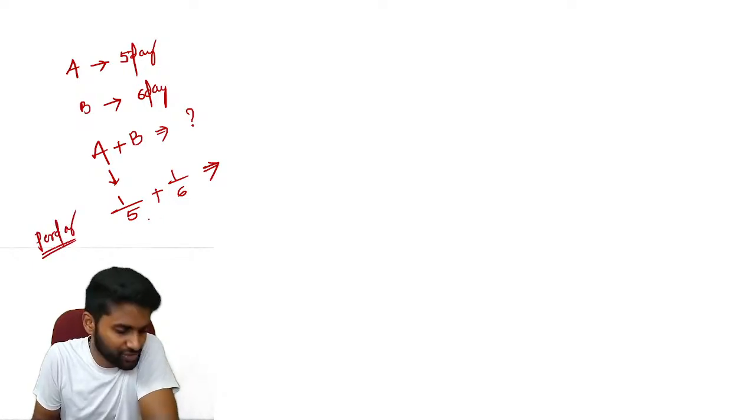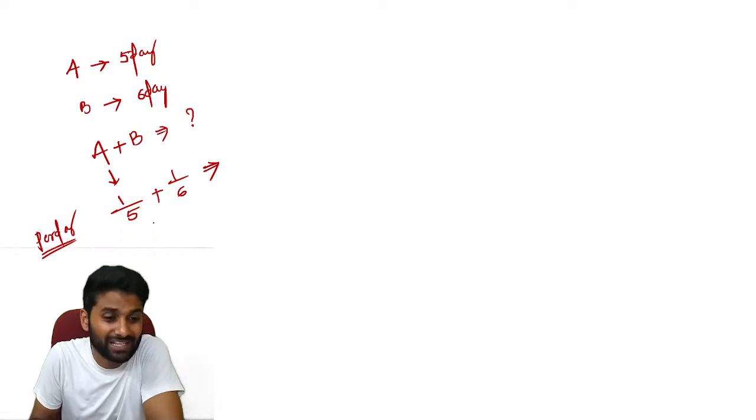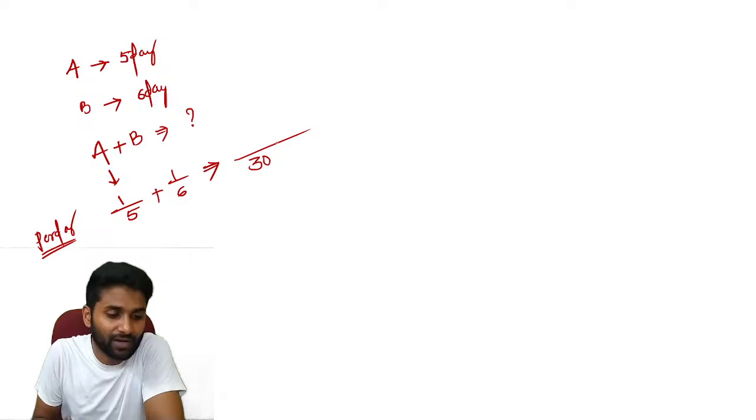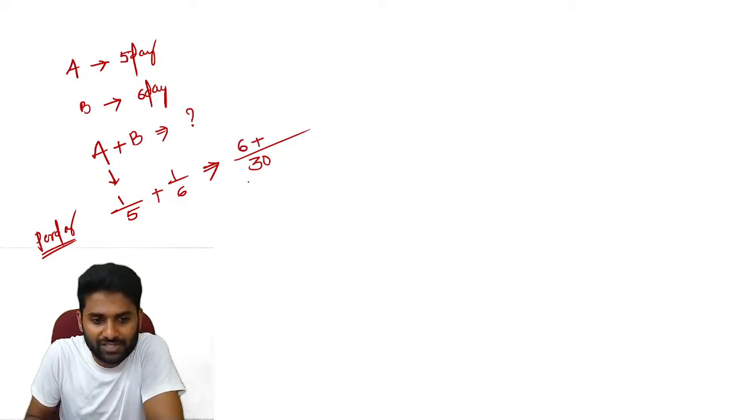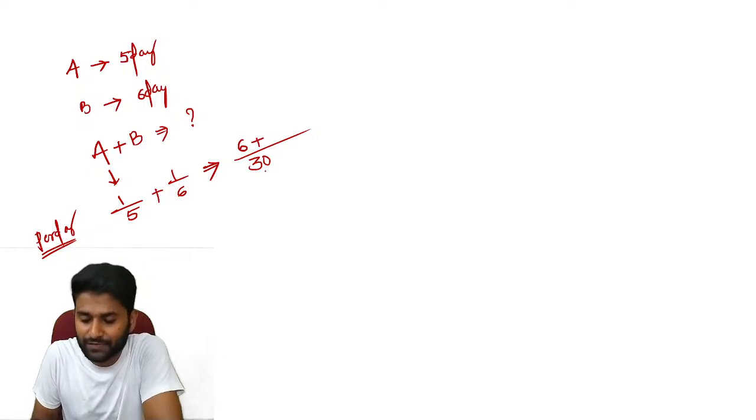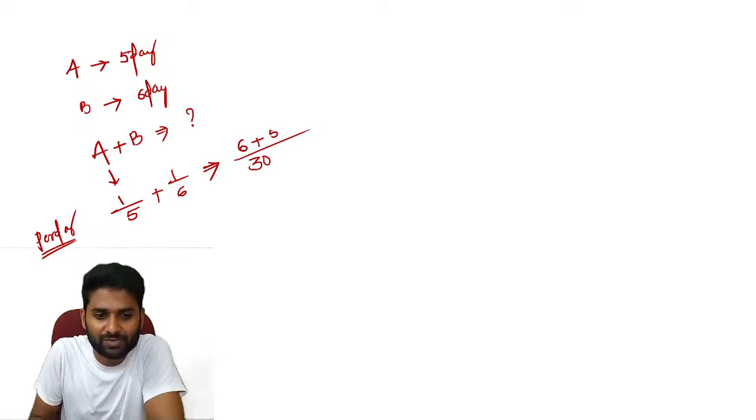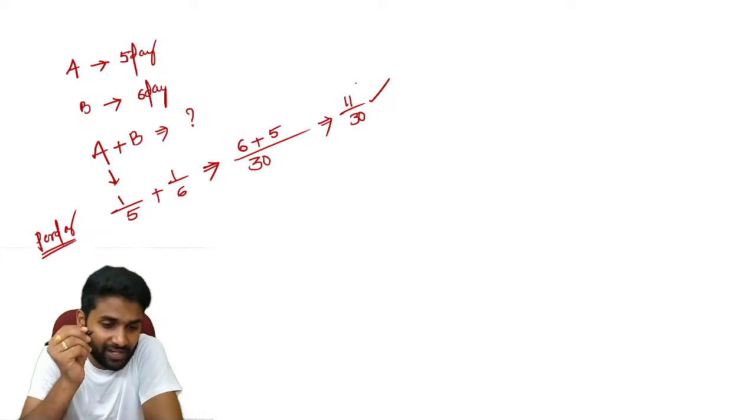Now for further calculation, you know that for the denominators you have to take the common multiple. What is the common multiple of 5 and 6? 30. Now A completes 1/5 of the work. Out of 30 units per day, he will complete 1/5 of the work, which means 6 units. In the same way, the other person completes 1/6 of 30 units, which means 5 units. Now you should understand that per day both will complete 11 units out of 30.